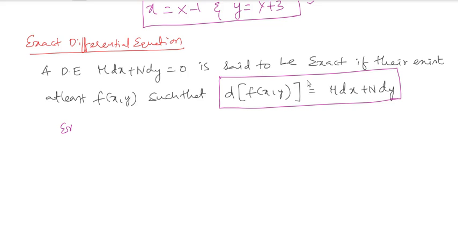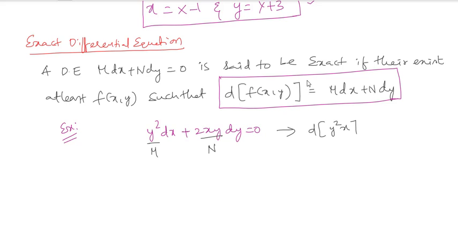So take an example so that you people will have an idea. Take y square dx plus 2xy dy is equivalent to 0. So you take this as M dx plus N dy. So just try to compare. This is your M dx. This is your N dy. Am I right or not? See, if you take the differentiation of y square into x, I'm assuming this as differentiation of y square into x.